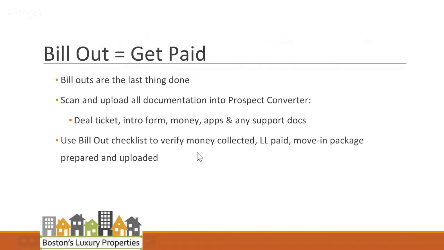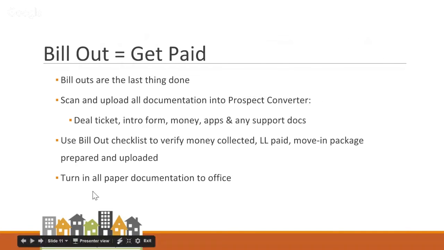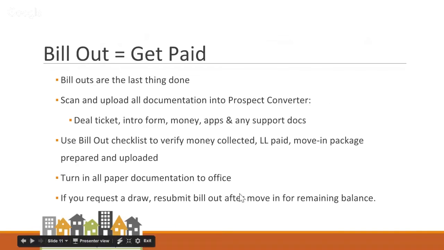You're going to use the bill out checklist to verify money is collected, the landlord paid, move-in package prepared, and correctly uploaded. Then you turn in all paper documentation in the office. According to WISP, you need to do that. We don't want any paper documentation floating around.